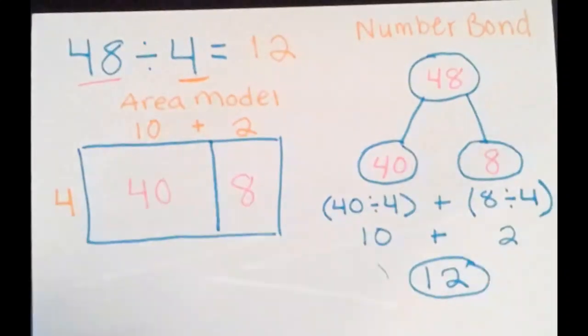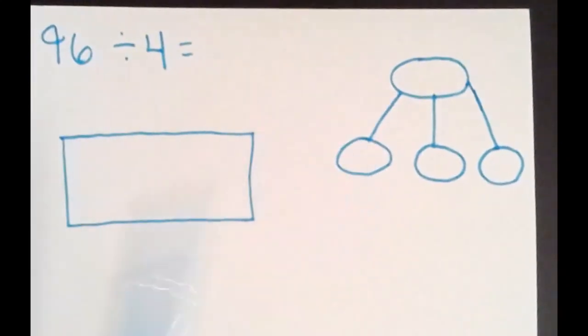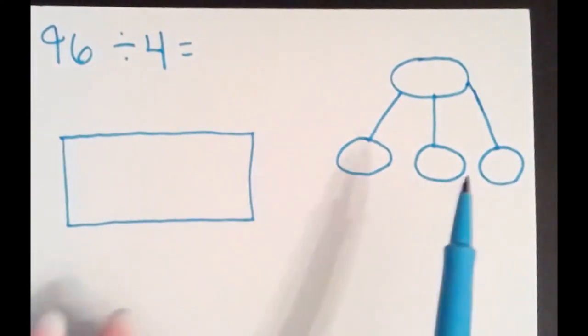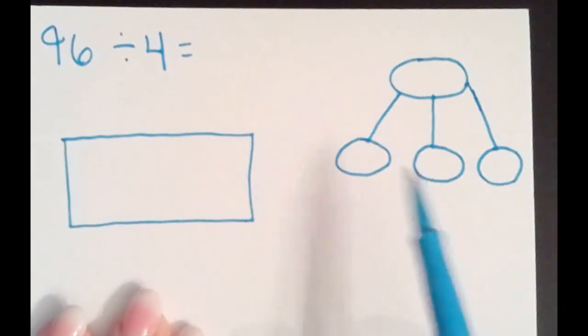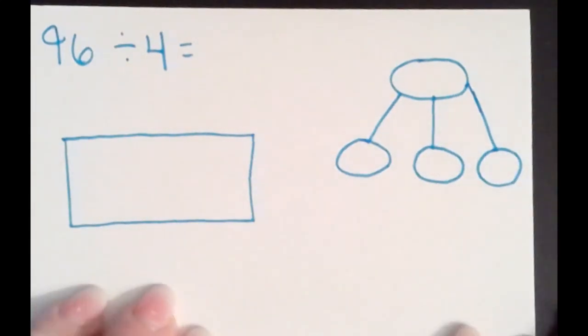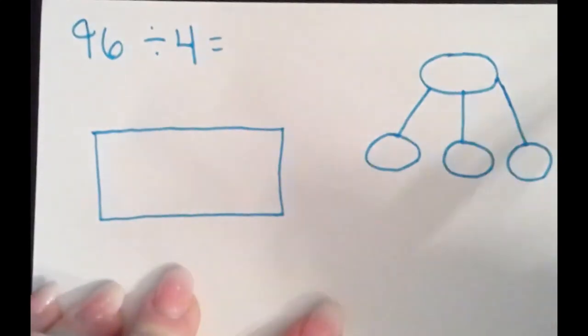Alright, so let's look at the next one. Let's look at 96 divided by 4. Again, we're going to have an area model and a number bond. You see I've already drawn this number bond to have 3 parts rather than just 2. There are always other ways that we can do this as well. Alright, so let's start with our number bond.